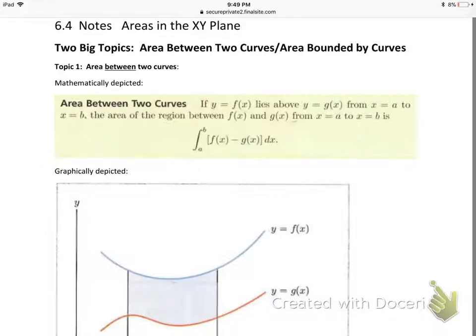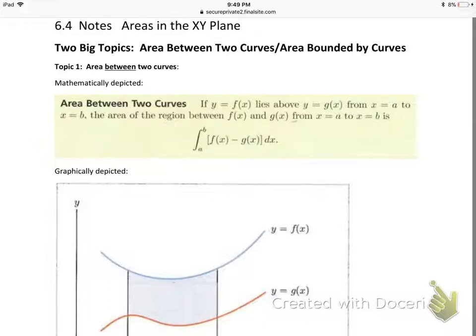Now, in both of these cases, you need to put these graphs in your graphing calculator and look at them, because their position relative to one another is critically important in your problem setup. If you're not doing that, there's a very good chance that your entire problem will be incorrect. So please, please, please make sure you graph this in your graphing calculator.